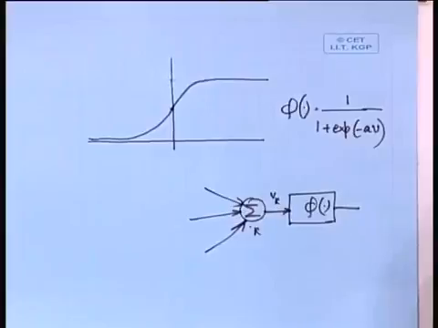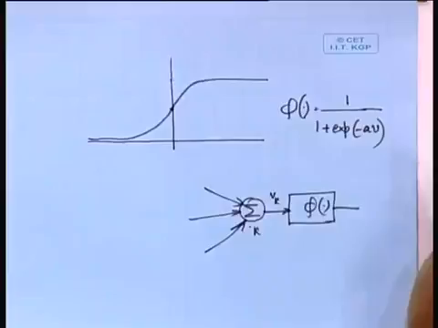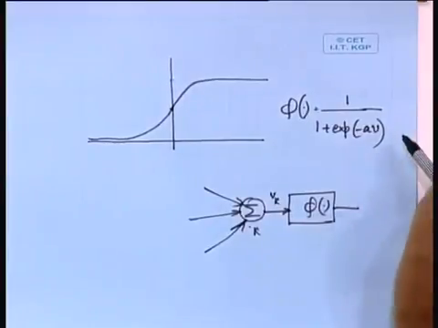This means that when V tends to minus infinity, as you can very clearly see, this phi function becomes equal to 0. And when V tends to plus infinity, the term exponential to the power minus AV becomes exponential to the power minus infinity, and that means the phi function value is going to be 1. So it is indeed bounded between 0 and 1.